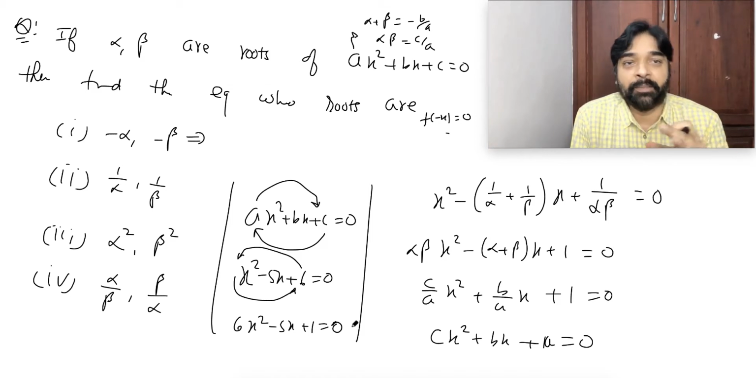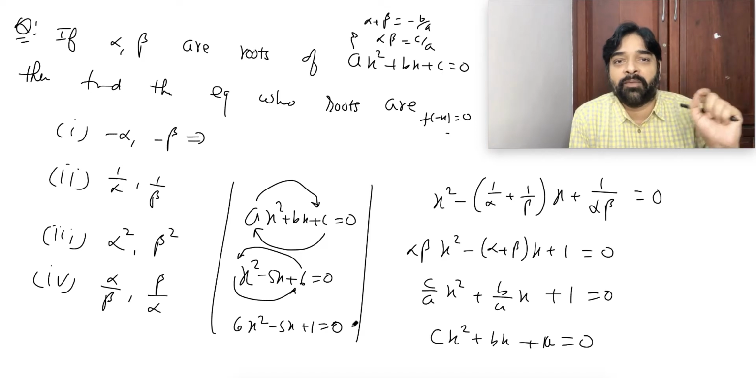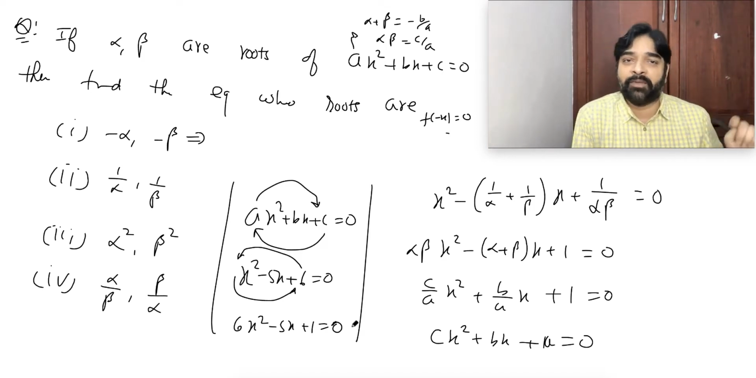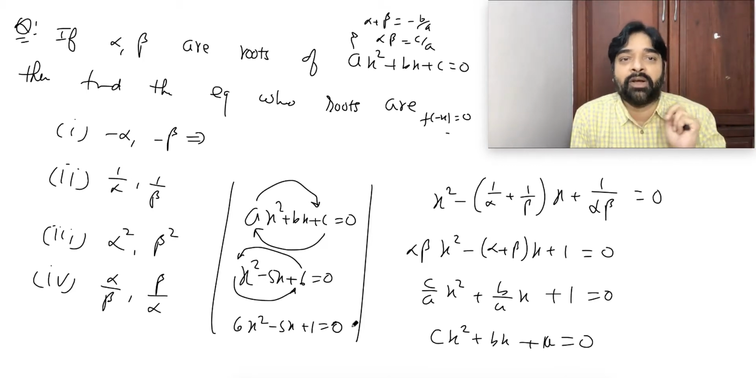Somebody say create a question. The first equation has roots alpha, beta; the second equation has roots 1 by alpha, 1 by beta. Immediately in your mind should go, oh, second equation, I got it.